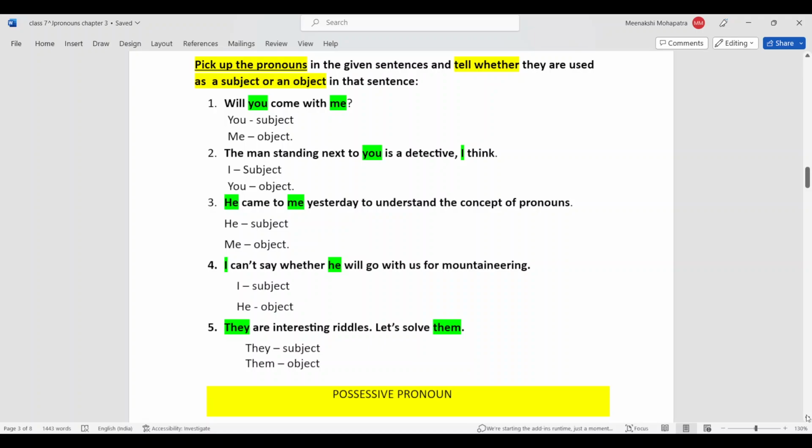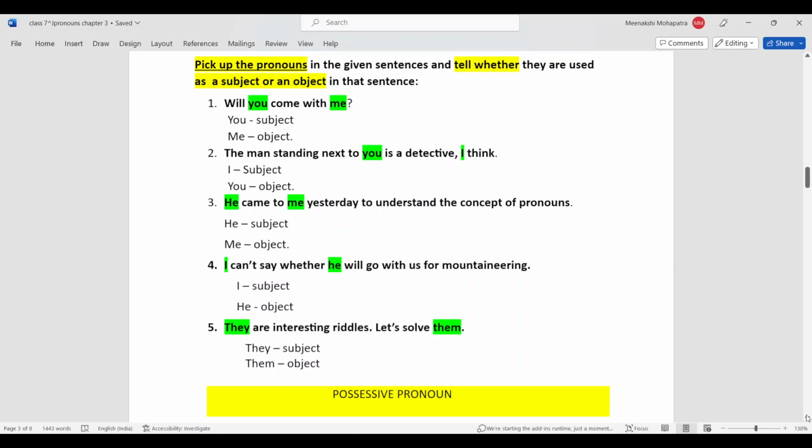Number two, the man standing next to you is a detective, I think. So, who is doing the thinking part over here? I. So, I is the subject. And what am I telling you? Like I told you, children, the objective pronoun is found in the predicate part of the sentence. What is the predicate part over here? The man standing next to you is a detective. And the predicate always contains the verb. Standing is a verb. So, you becomes the object.